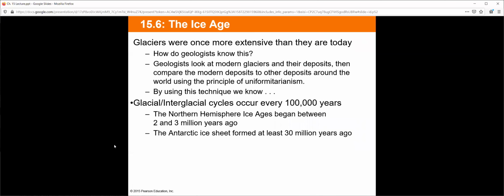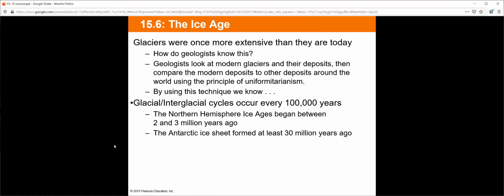Glaciers were once more extensive than they are today. How do we know this? Well, we talked about this, right? Geologists look at modern glaciers and their deposits, then compare the modern deposits to other deposits around the world using the principle of uniformitarianism. If we see a glacier doing this now, and we look someplace else and see that same result, it makes sense that a glacier did it, right? Why would a glacier do this in one location, and then I find that exact same answer in another location? Why wouldn't a glacier be the cause, right?